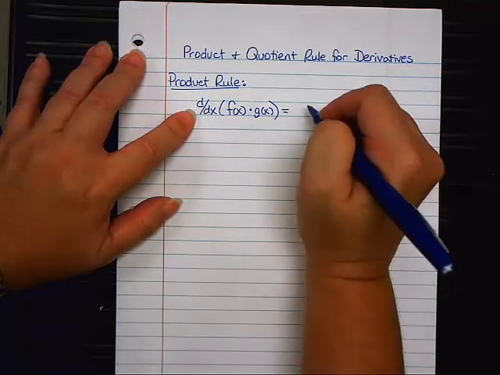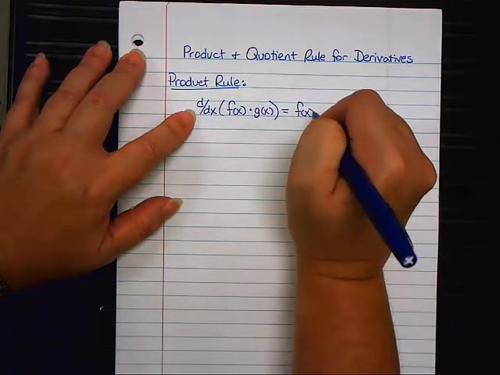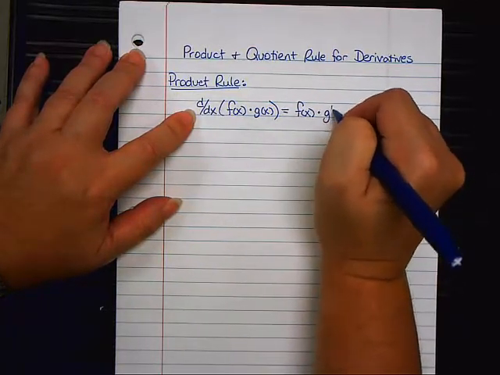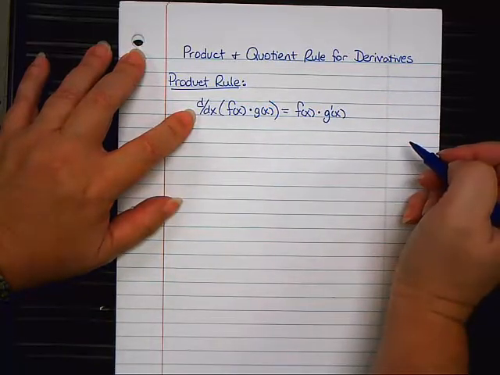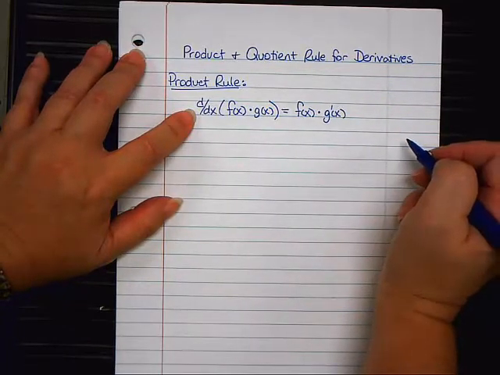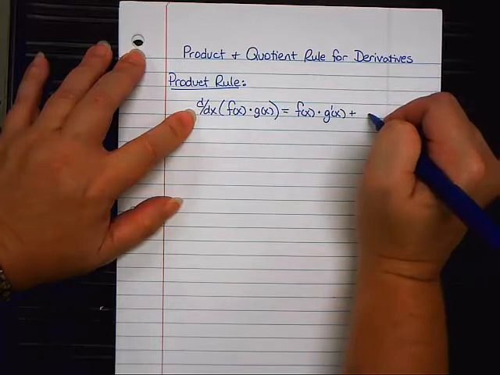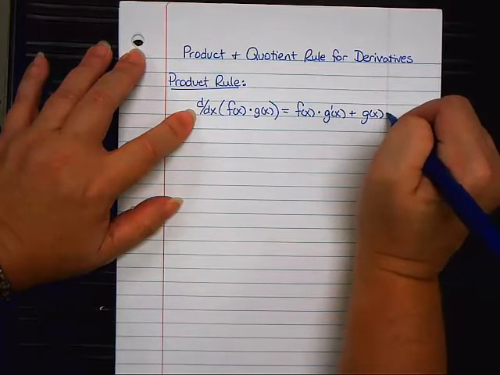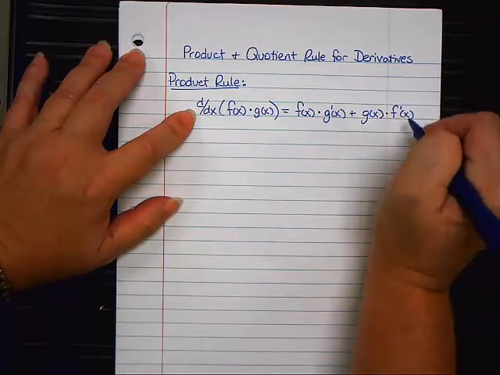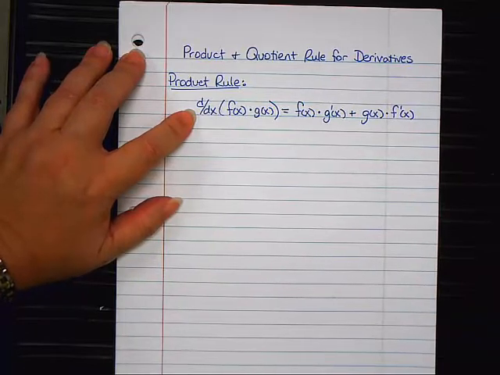Here is the way the rule works. It is f of x times g prime of x plus g of x times f prime of x. So that is the product rule right there. f of x times g prime of x plus g of x times f prime of x. Why? It just works that way.